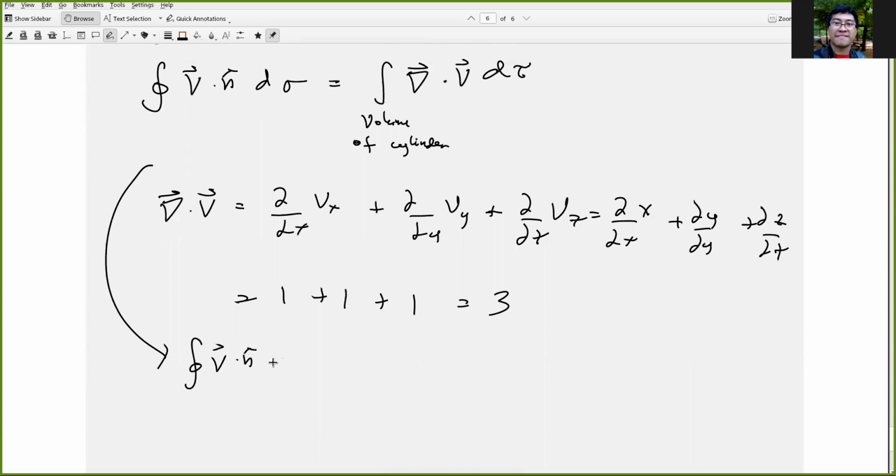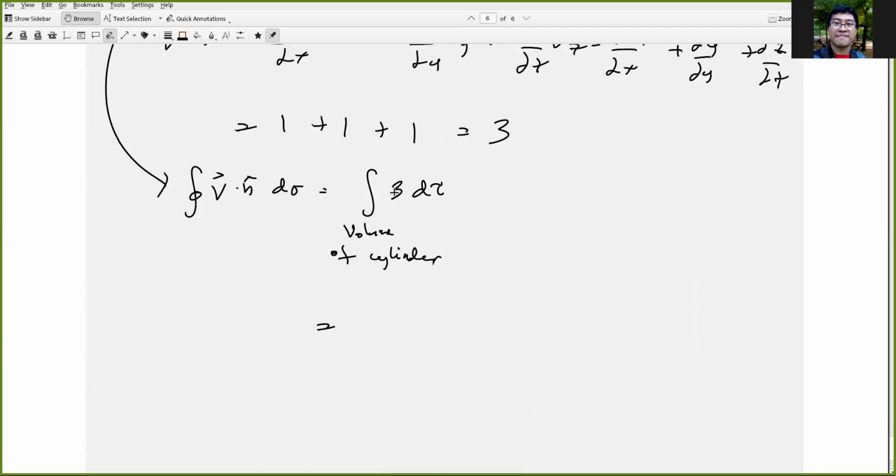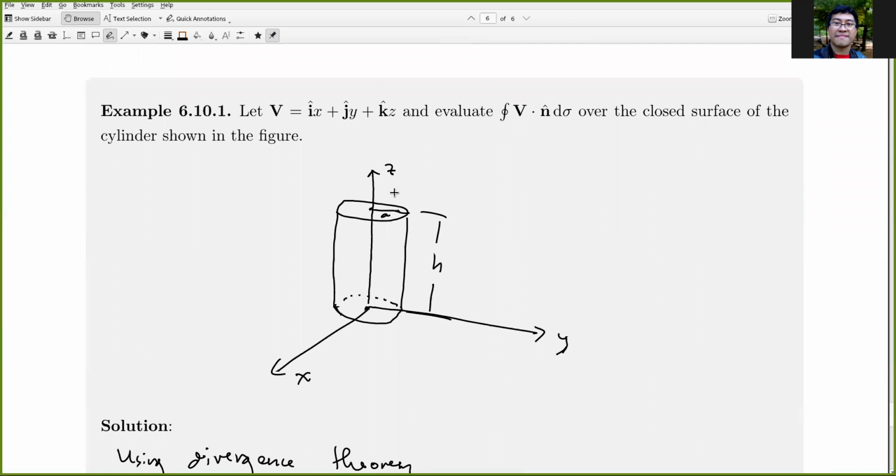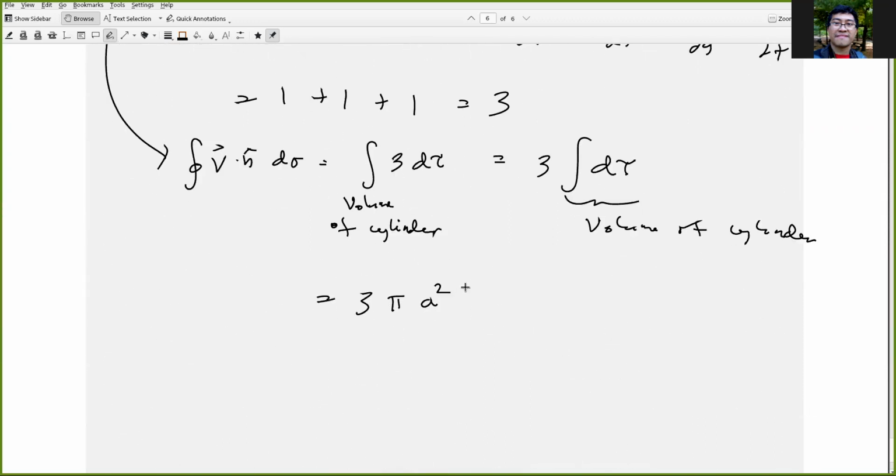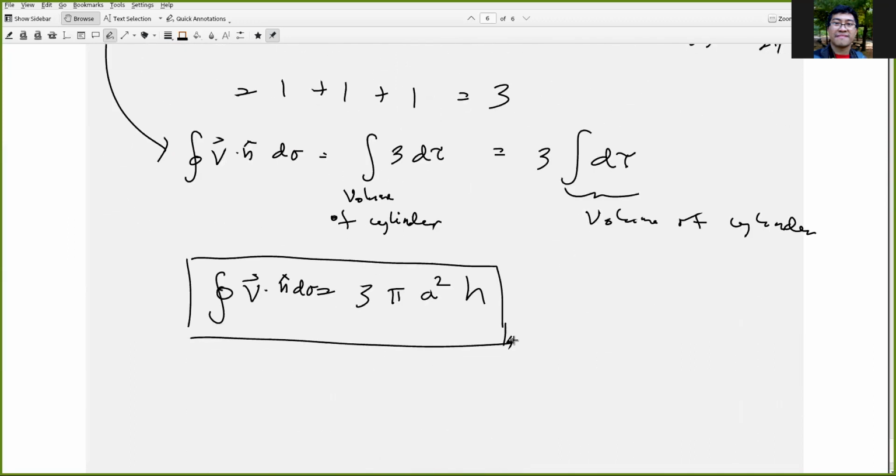So if you continue here, the closed integral of v dot n becomes the integral of 3 times d tau, where this is just the volume of the cylinder. So basically the answer would be 3 times the volume of the cylinder. The volume of the cylinder would be this area times this height. The area would be pi a squared, height is h, and that would then be our closed integral over the cylinder. Okay, it's quite easy when we convert to a volume integral.